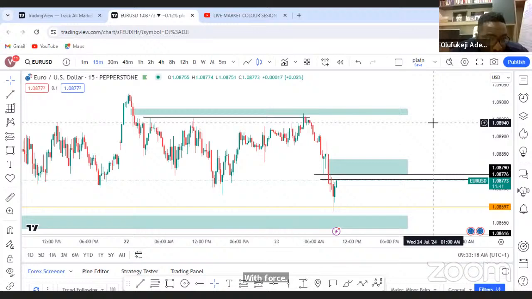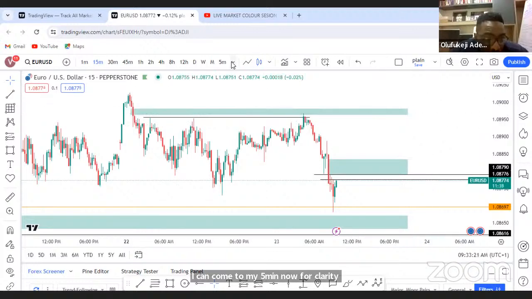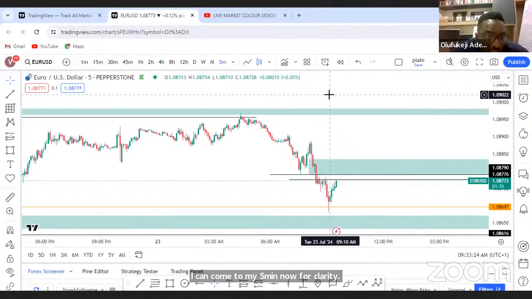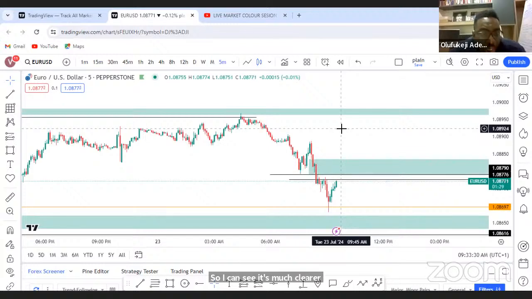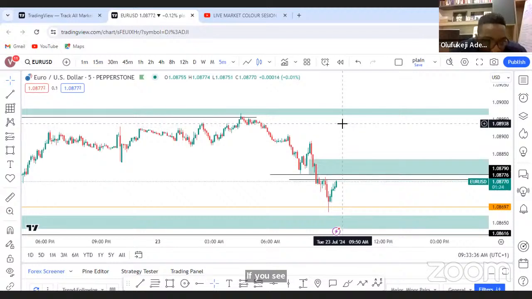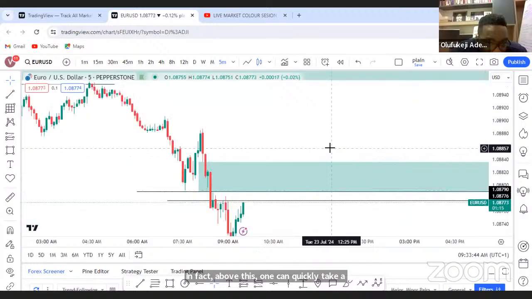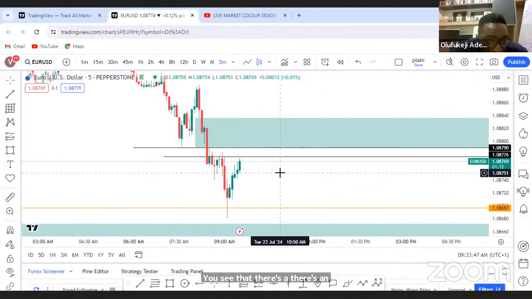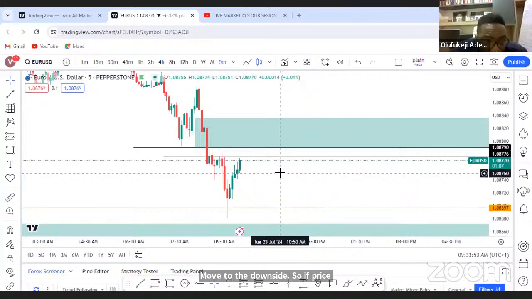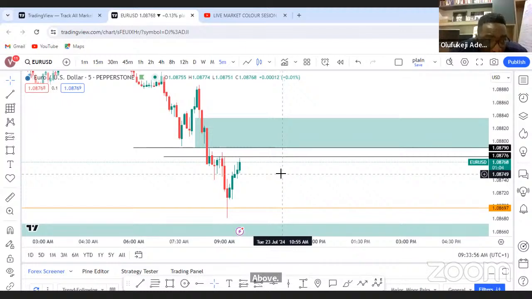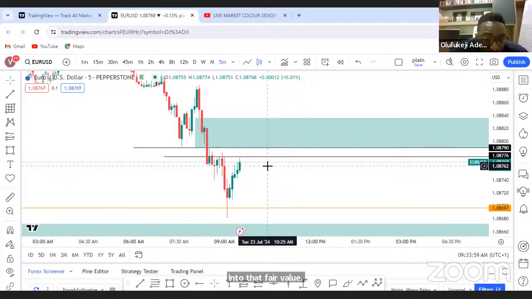I can come to my 5 minutes now for some level of clarity. Okay. So I can see it much clearer. All the fair value gaps that are there. If you see price come with force and close and hold above this, one can quickly take a sharp move to the upside. Zoom in. You see that there's an IOFD exactly. Move to the downside. So if price closes with force above into that fair value gap and previous support now becomes resistance.